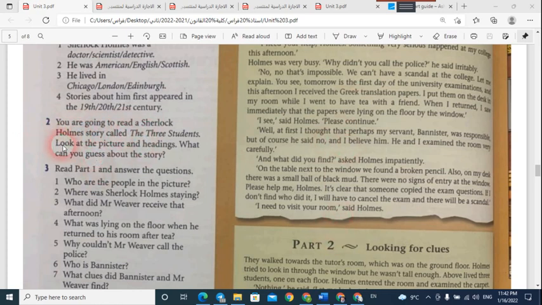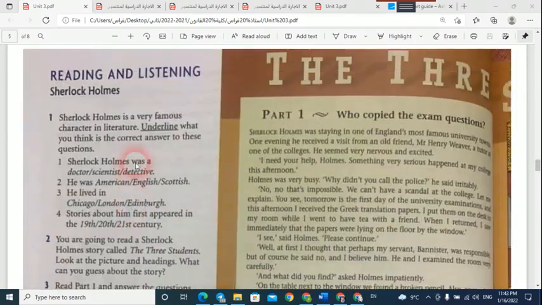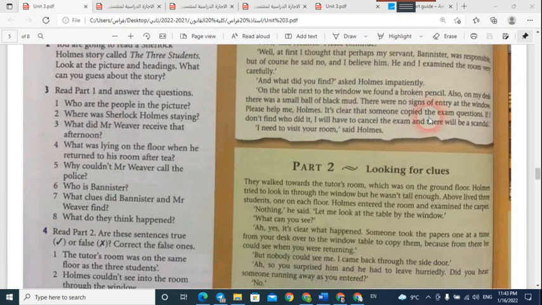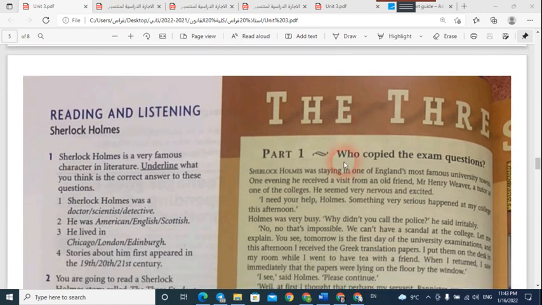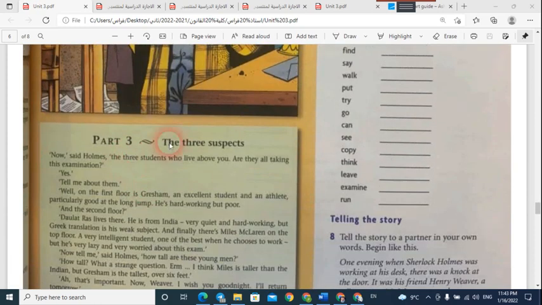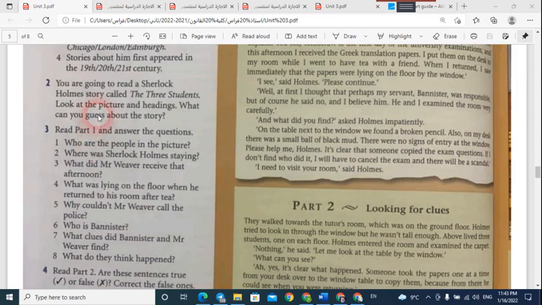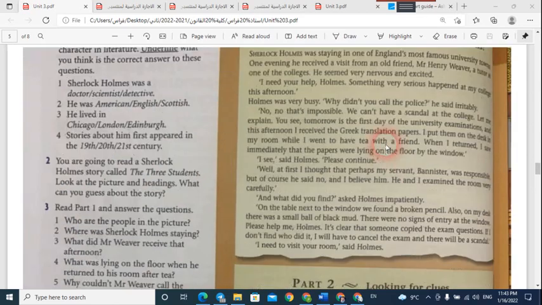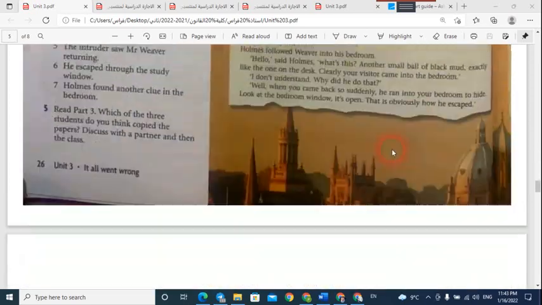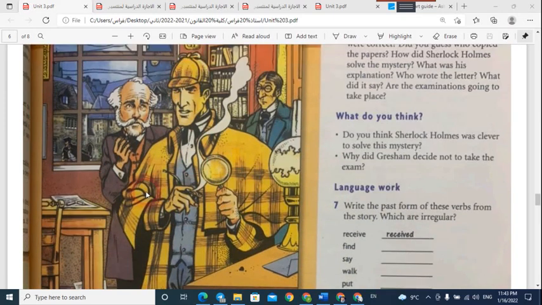Number 2. You are going to read a Sherlock Holmes story called The Three Students. This is a story. Look at the picture. Where is the picture? This is the picture. And the headings. What is meant by headings? These are headings. Here we have the title. Here we have a heading. Heading number 2 and heading number 3. What can you guess about the story? ما الذي يمكن أن تحزره عن القصة بالاستناد إلى الصورة الموجودة والعناوين الفرعية الثلاث. In the picture we can see Sherlock Holmes standing with 2 people in the same room, and there is a third person outside the room.